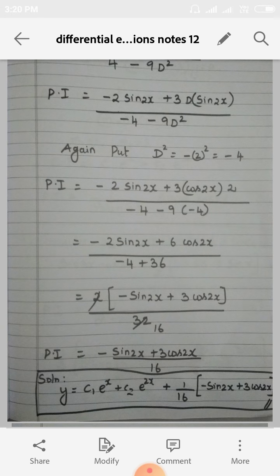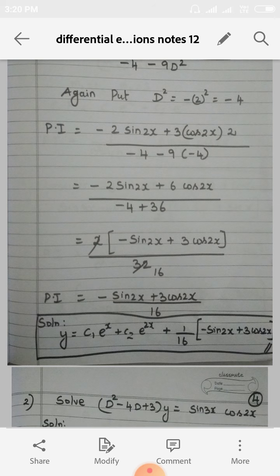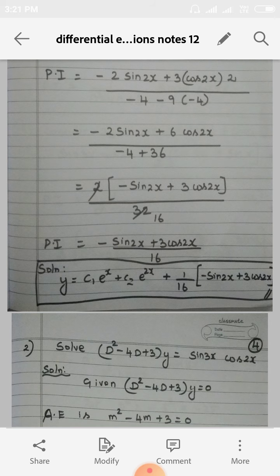So we get, see the numerator, minus 2 sine 2x plus 3, 2s are 6, 6 into cos 2x divided by minus 4, minus into minus become plus, 9 into 4 become 36. So see the numerator. Take 2 outside from the numerator. We get 2 into minus sine 2x plus 3 cos 2x divided by minus 4 plus 36. It becomes 32. So from the numerator and denominator just cancel, we get 16. So particular integral is minus sine 2x plus 3 cos 2x divided by 16.